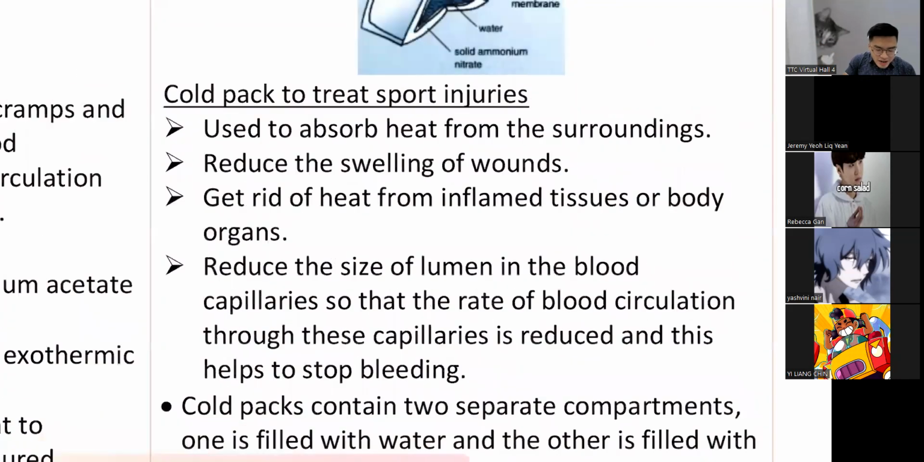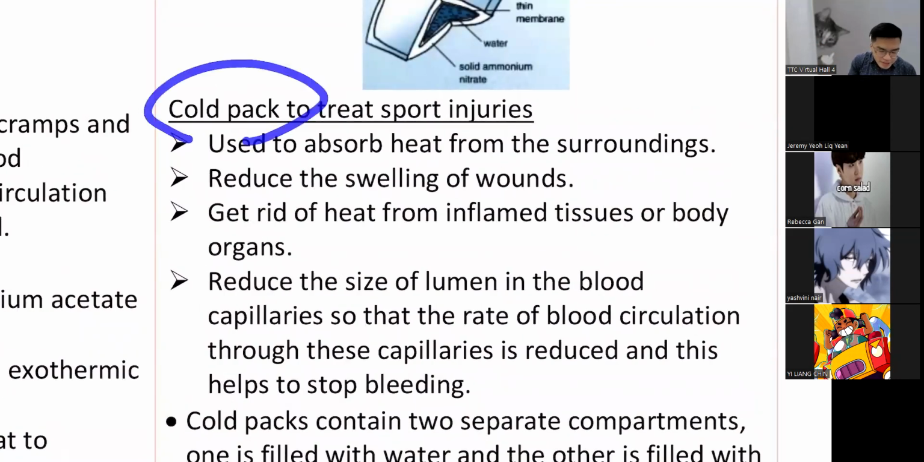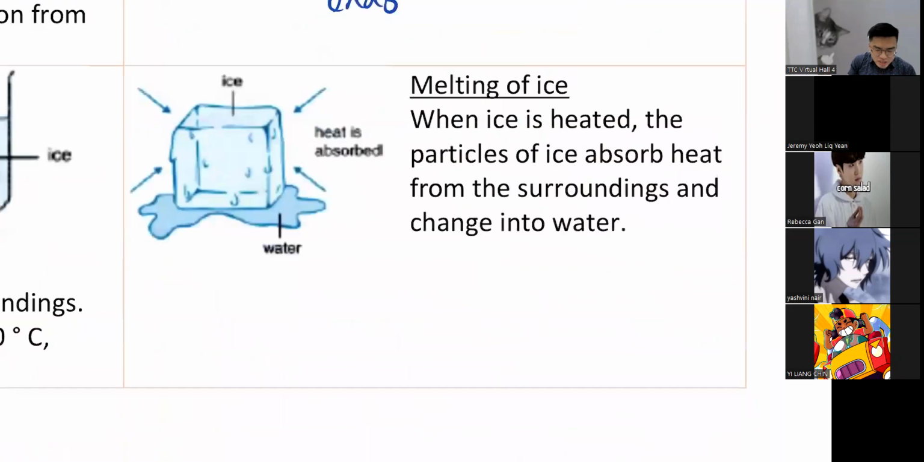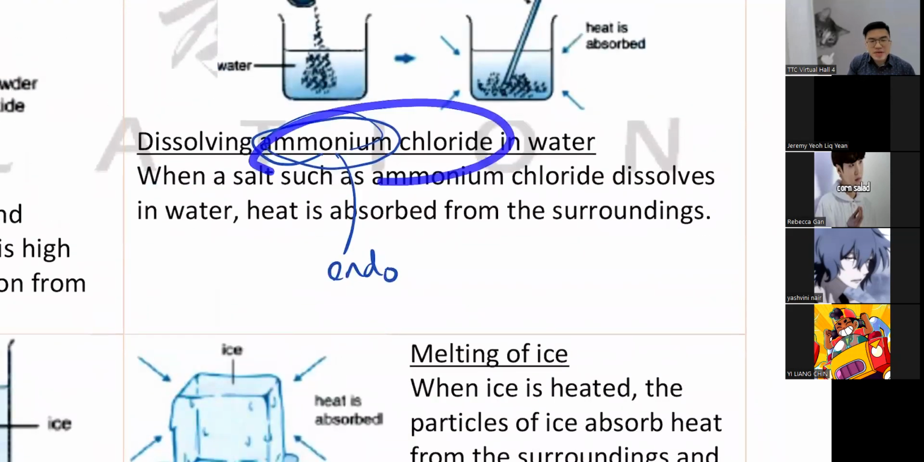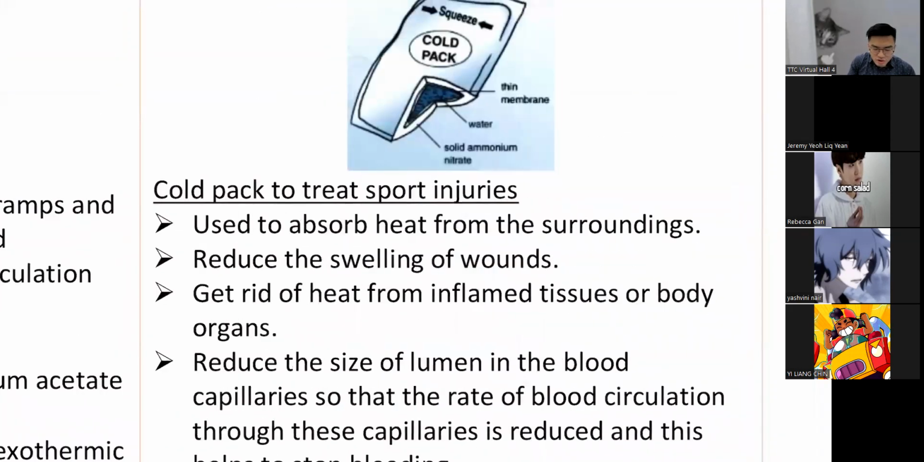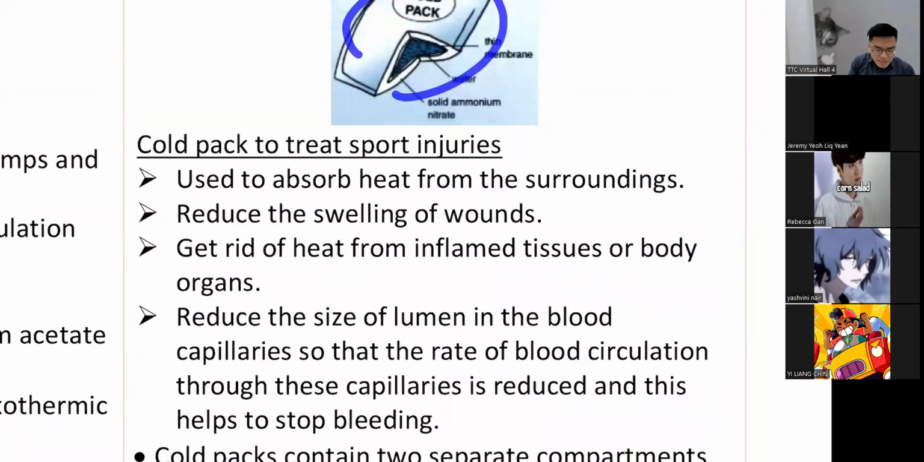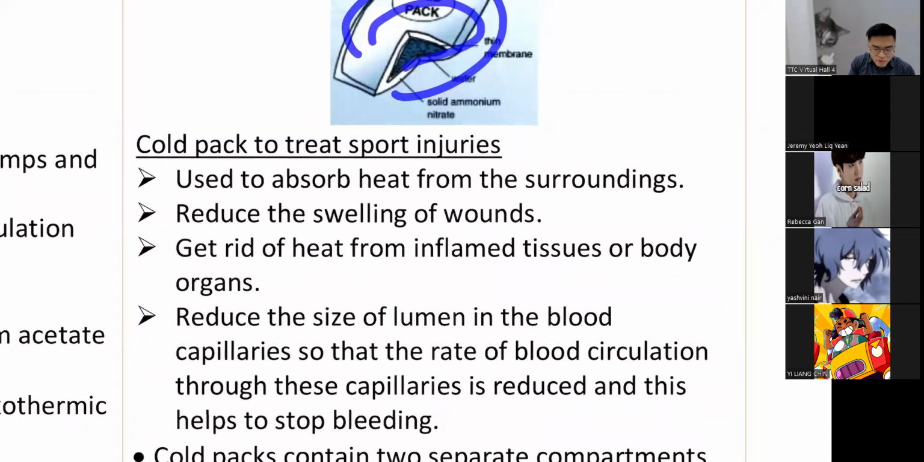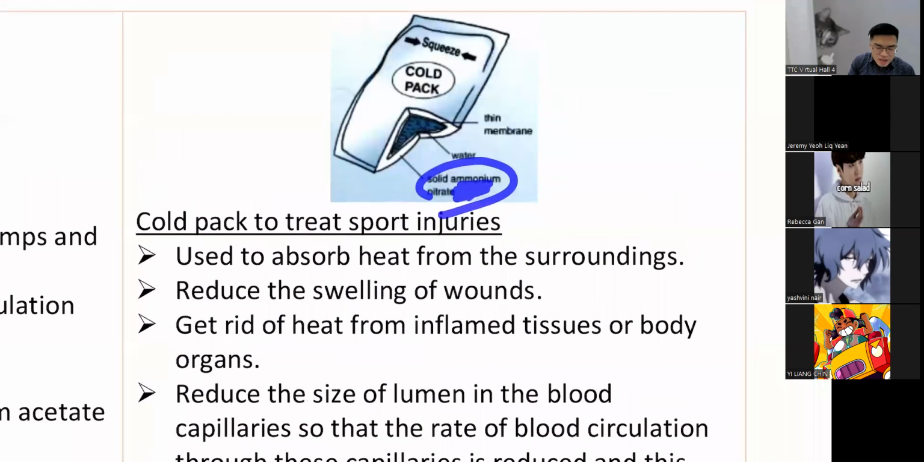Okay, sorry. All right. Anyway, so this is your cold pack. So what is cold pack? As we said just now, ammonium is endothermic. This is why we use it in your cold pack. So inside your cold pack has this thing called ammonium nitrate. You see, ammonium. All right. So how does this thing work?